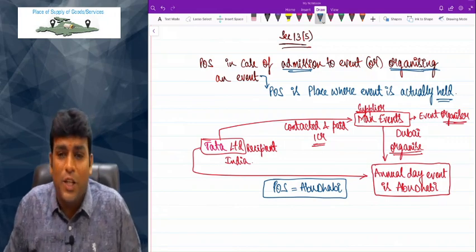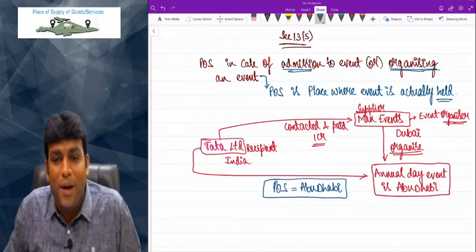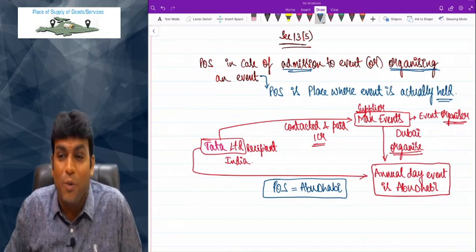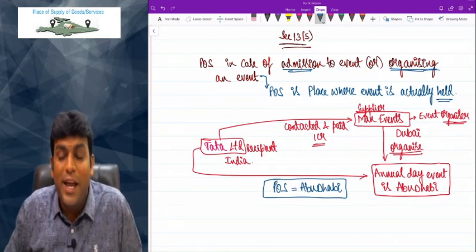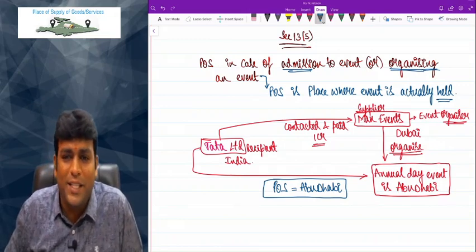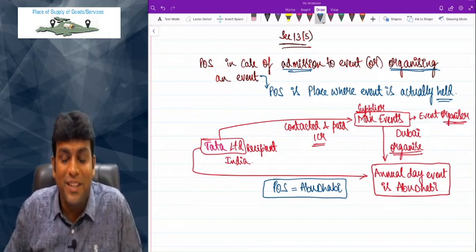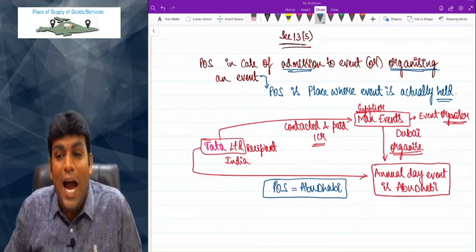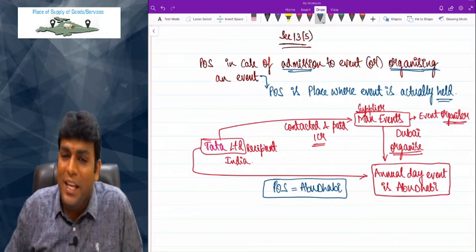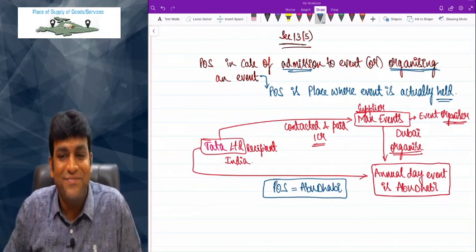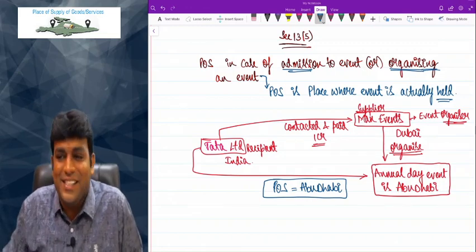Then what is 13.3 talking about? 13.3 is talking about performance based services, in which we had so many points, my dear friends. Then what does 13.4 talk about? 13.4 talks about place of supply in relation to immovable property, where law clearly told the place where immovable property is located or intended to be located. Then finally 13.5 talks about admission to event or organizing an event, where place of supply is the place where event is actually held. Clear? That's it. Next section, come on.